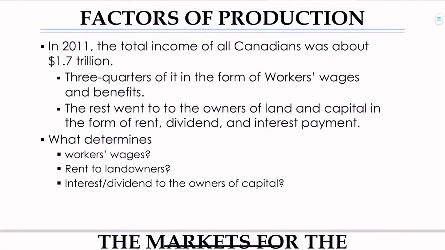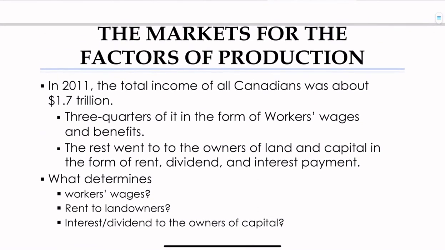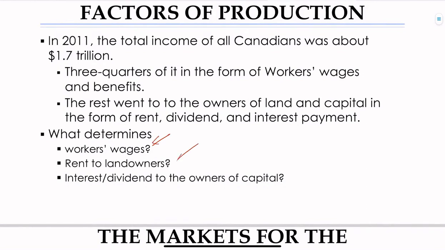Basically, you can see that if you decompose the total income of all Canadians, you can decompose it into several components. The first one is workers' wage. And the second is rent to landowners. Let's say you own some office building in downtown Winnipeg, then if you rent that building out, you will be able to get some income. And then third, interest and dividend to the owners of capital. Here, interest and dividend to the owners of capital basically means investment returns.